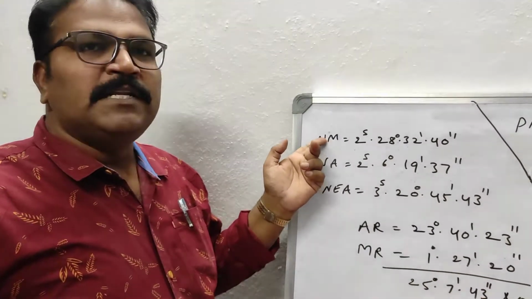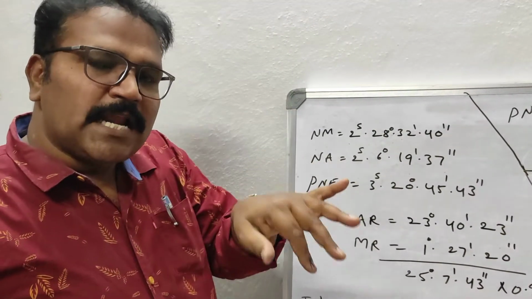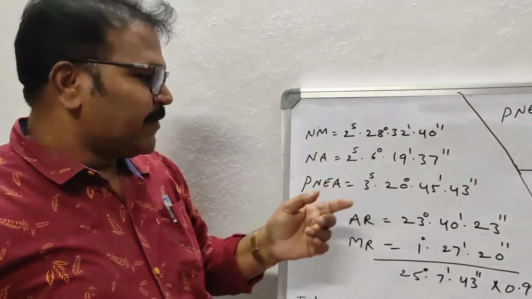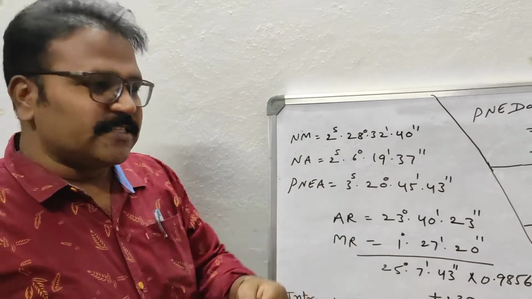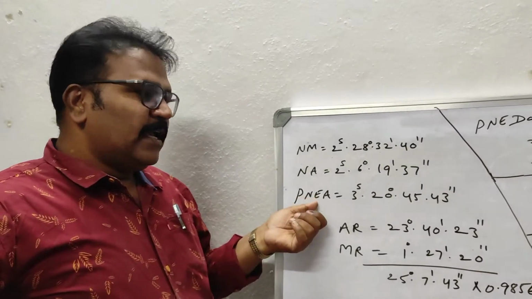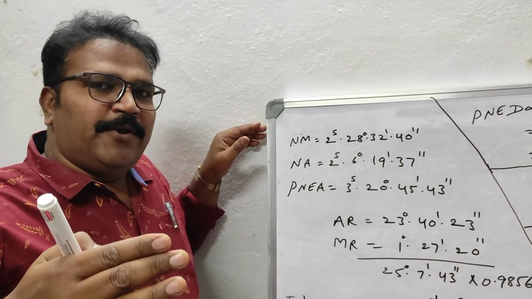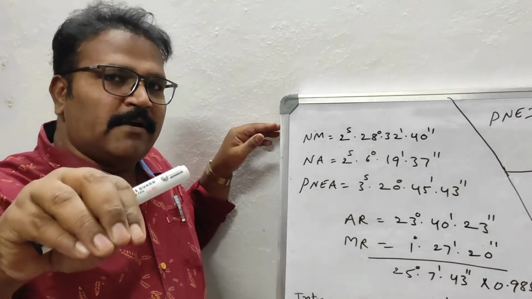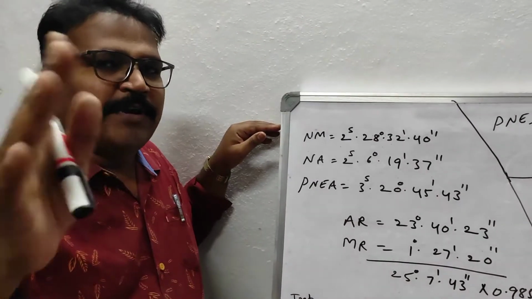NM means natal moon, at this degree. NA means natal ascendant, at this degree. PNEA means prenatal epoch ascendant. When the date of birth is given by the native, 9 months should be subtracted from that date of birth, and then we get the prenatal epoch date.